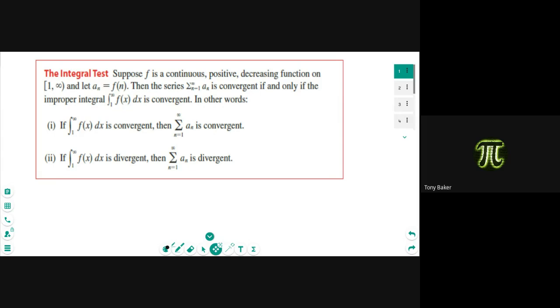It's not always necessarily the easiest way to do it. There are ways that are a little bit easier to do convergent and divergent, and we will look at those next. But this is one of those ones that's like the fallback one. It's like if you can't think of any other option to use, try the integral test. So the question is why would the integral test work?